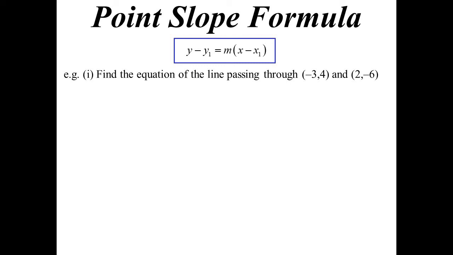Well, I've got a point. In fact, I've got 2 points. I can choose which one I like, but I don't have a slope. So the first thing I'm going to do is work out the slope. So we use our slope formula and we come up with -2.